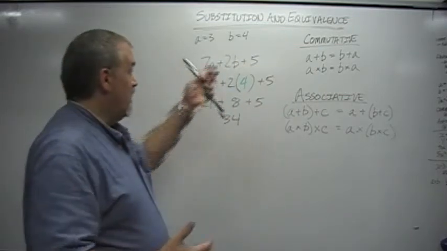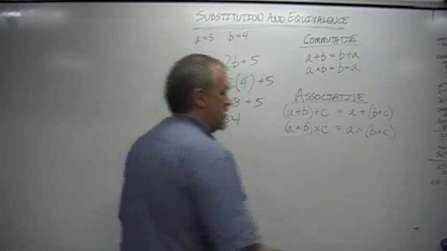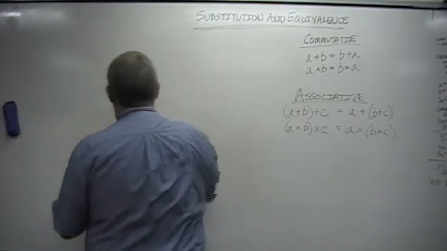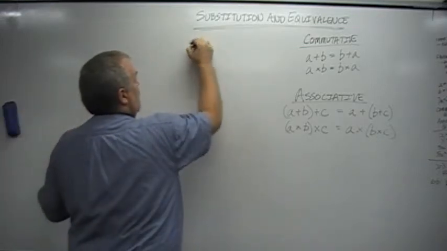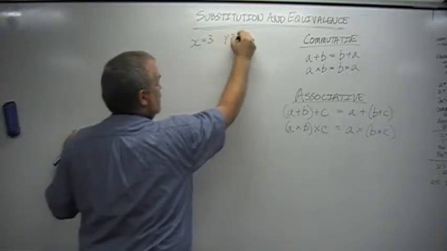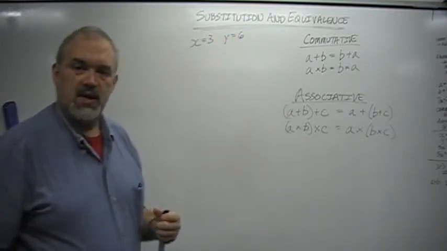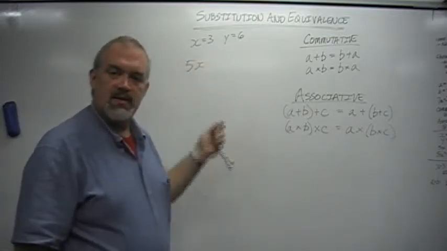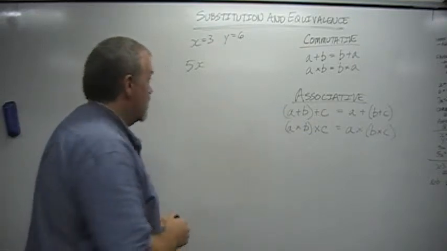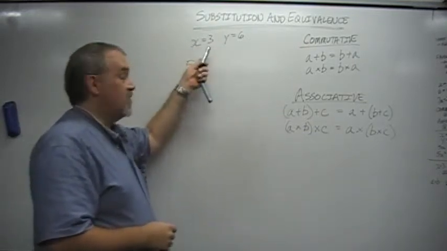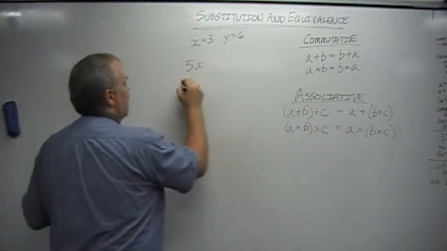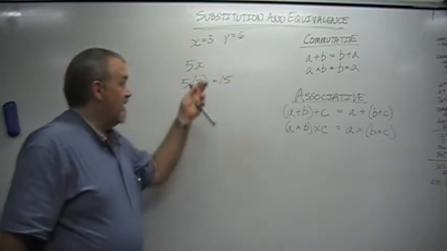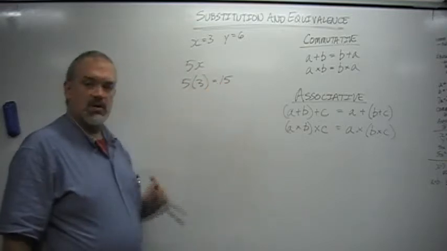Now, how do we use this? We've already given you one example, but let's do another substitution. This time we're going to use x and y instead. We're going to say that x is equal to 3 and y is equal to 6. 5x is an expression. What does it mean? It means 5 times x. So we can substitute in 3 for the x and say 5 times 3, and that means 15. So if x is equal to 3, then this expression is equal to 15.